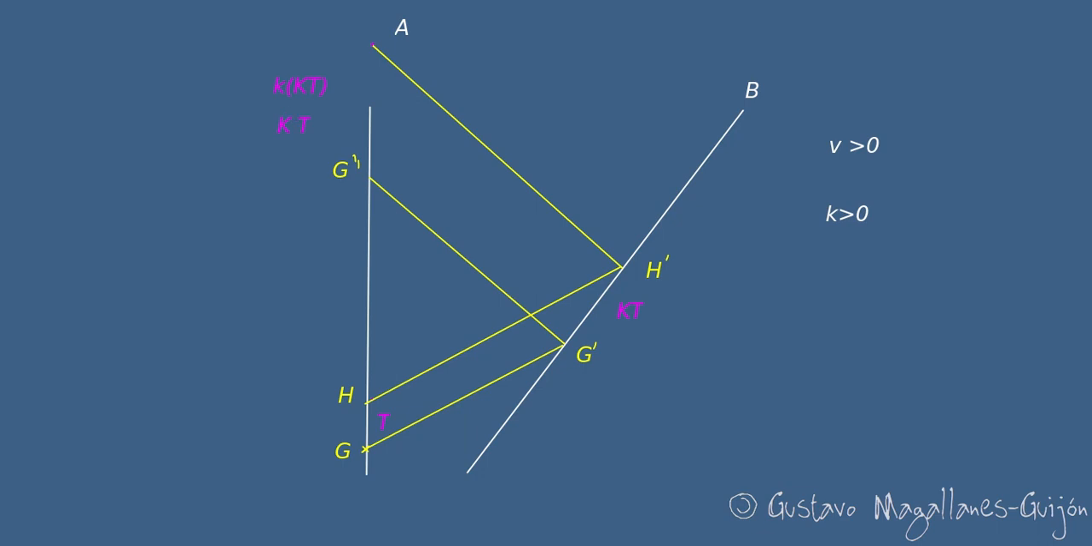In this case, the intervals are increasing. T, k multiplied by t, and k multiplied by t and by t again. In this case, we have a red shift.